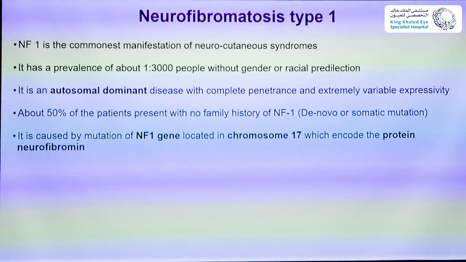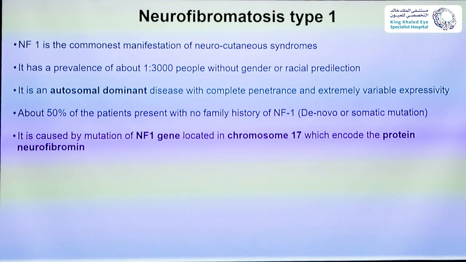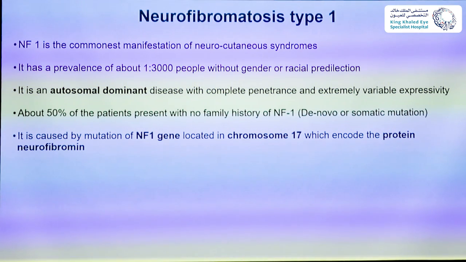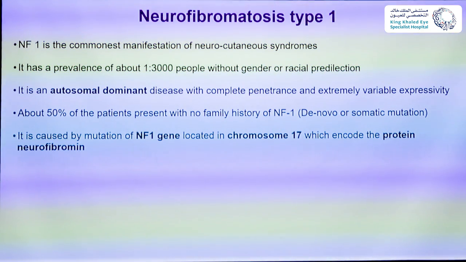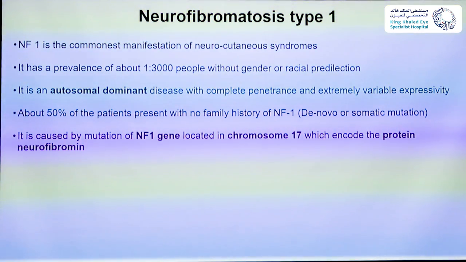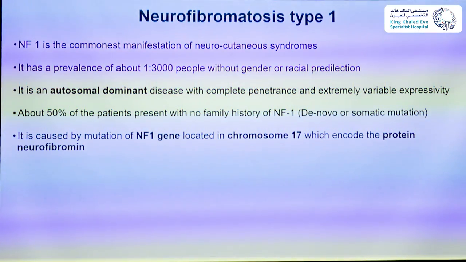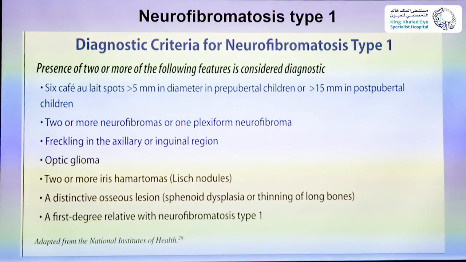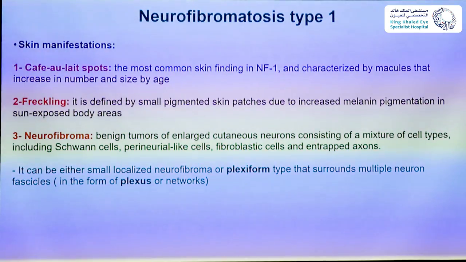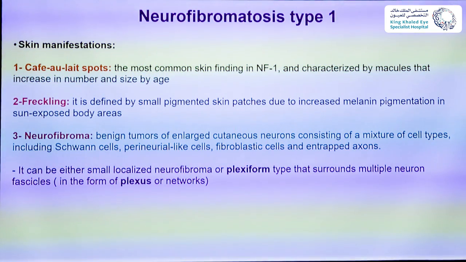So it's caused, again, as we saw in the drawing, by a mutation in the NF1 gene. The NF1 gene is part of chromosome 17, and it is important for production of a protein called neurofibromin. Neurofibromin is one of the tumor suppressor genes. So for the diagnostic criteria for NF1, we're going to go through these signs and symptoms. Starting with the skin manifestations, we have three. Skin is very important to NF1 for diagnosis.